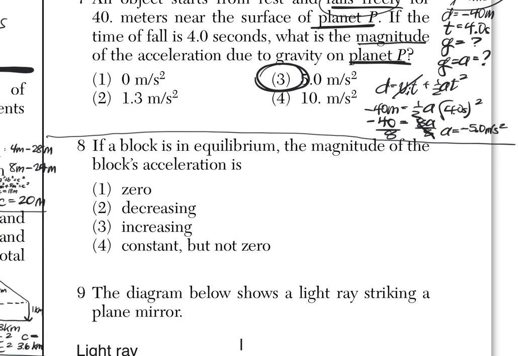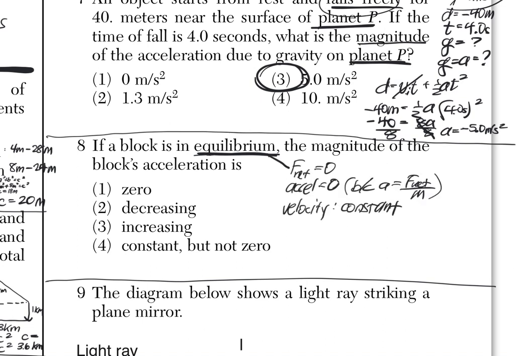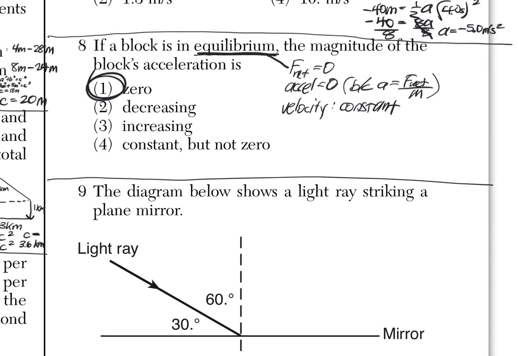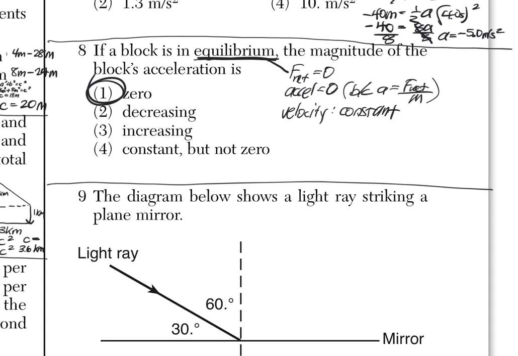Next question. Ooh, look at that. Here's a vocab term, in equilibrium. What happens when you are in equilibrium? Well, at baseline, if you're in equilibrium, you have no net force. The forces cancel. So then there's no acceleration, and your velocity is constant. So if the block is in equilibrium, the acceleration is straight up 0. Be careful when you say constant but not zero. That's true of the velocity.